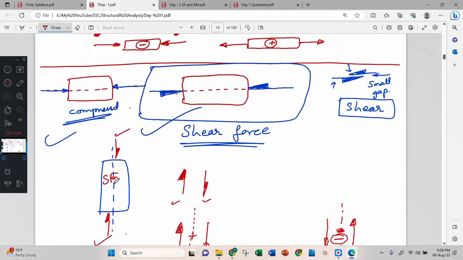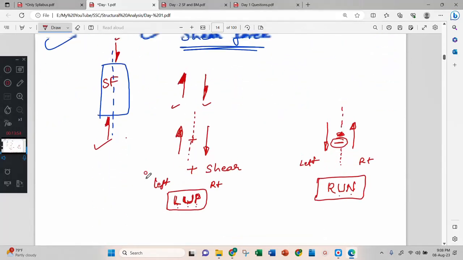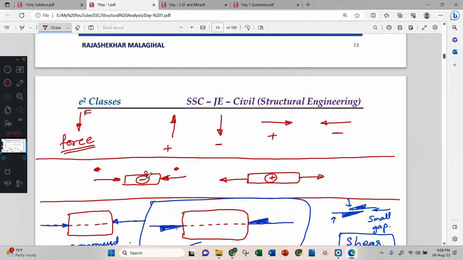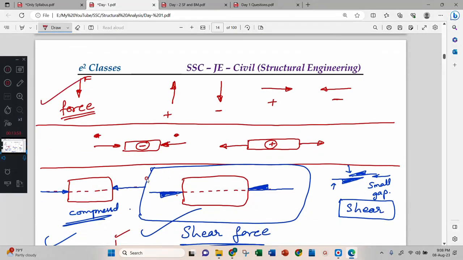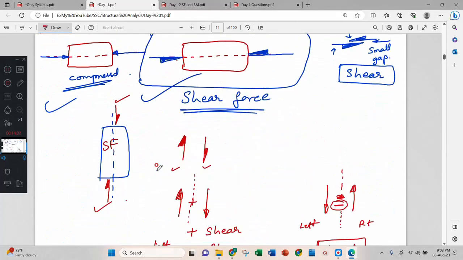Now we are talking about shear force. Therefore, shear force means left side, right side. You have to talk: left up, left down, right down. Like that you have to speak. Right? Now you got the difference between force, combined effect of force, and shear force. Normal force and shear force. Right?